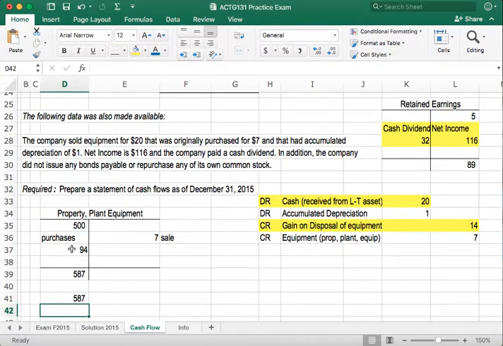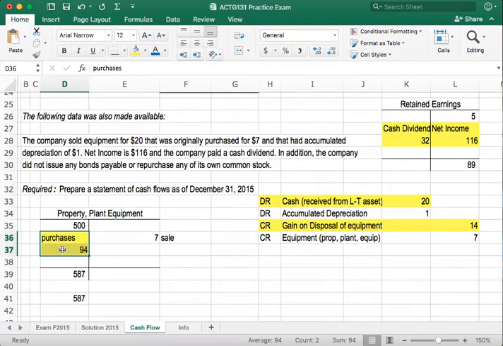And it does. So now I've been given another piece of information, and that is that the purchases of property, plant, and equipment, which you remember will go under the investing section, is $94,000.